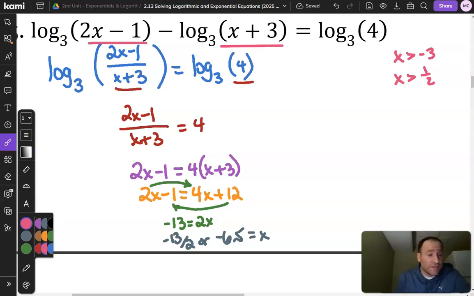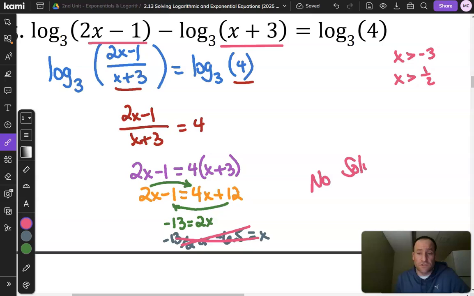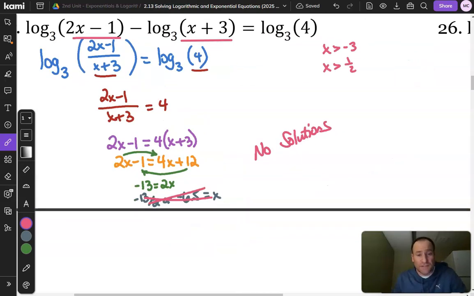So what we did just find out is that all that good work that we did was fine. However, the solution that we got was extraneous. So there are no solutions here. And again, the -6.5 or the -13 halves was extraneous.